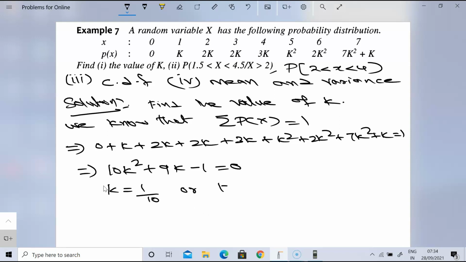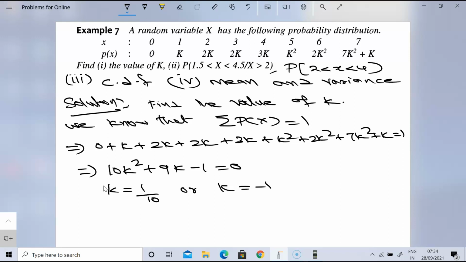Or K can be equal to minus 1, isn't it? So this is what I got from the calculator. I cannot have two values for K. The reason is that I cannot tell that the chance of an event in an experiment is 40 and 50. That is a total absurdity. So one of them will not be a probability.